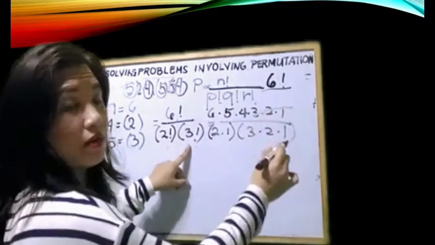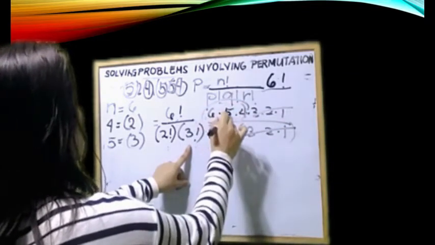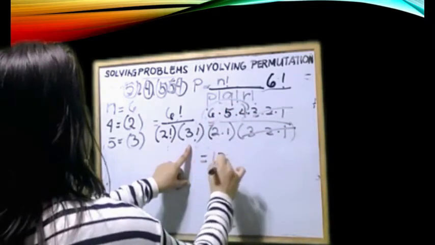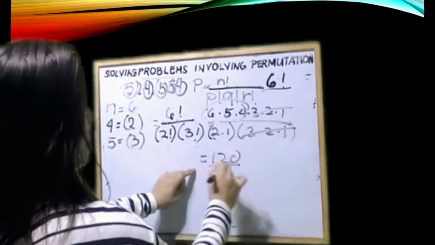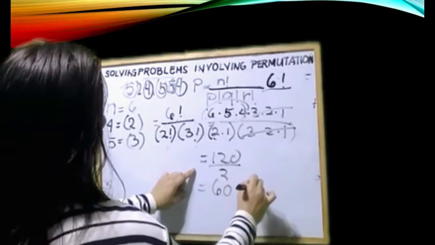Let's scratch this one out. What will be left is 6, 5, 4. 6 times 5, 30 times 4, that's 120. And 2 divided by 2, so you would have 60 ways.